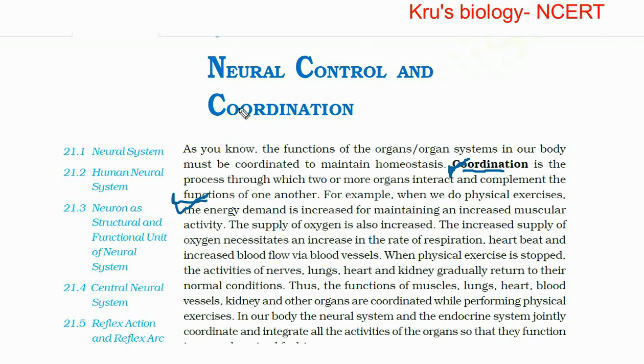Some of these neurons control these systems, and we are studying how they are controlled. Some other things also control all the systems, not only the neurons, but in this chapter we are going to study about neuronal control and coordination.